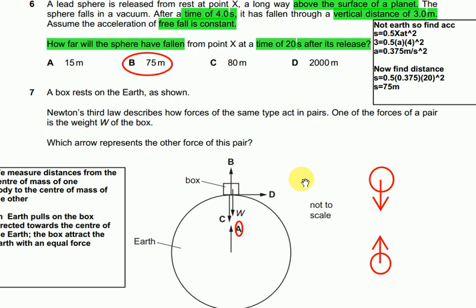So it has to be a unit mass. You have to know that it is unit mass. So the unit mass for weight is this box, and for the Earth it will be this A. It can't be B because B is not the center of mass. It has to be from the center of mass of the other force. So they are equal, opposite, and of the same type, just like this.